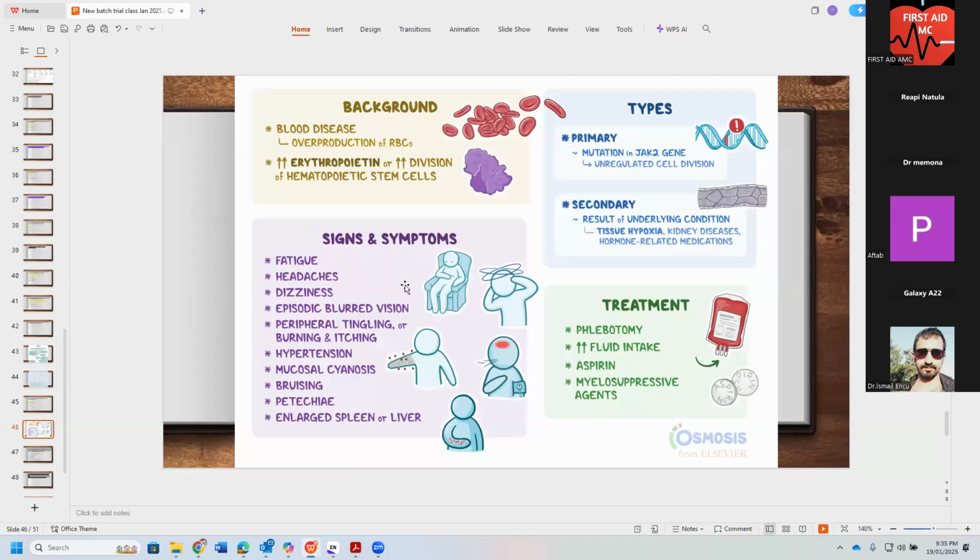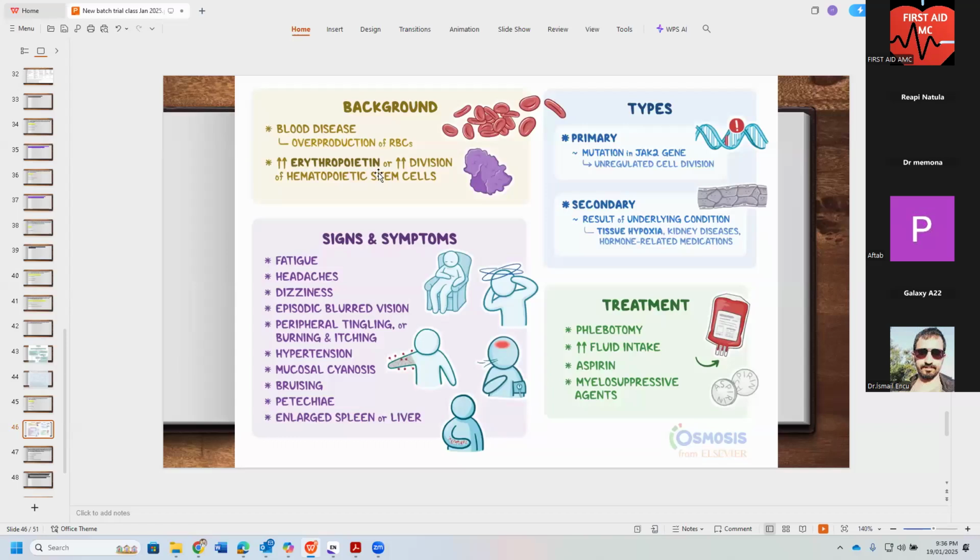Fatigue, headache, dizziness, blurred vision, it doesn't cause opaque eyes. So mucosal cyanosis, bruising, petechiae, enlarged spleen or liver. These are the most common clinical signs or examination findings of polycythemia rubra vera.